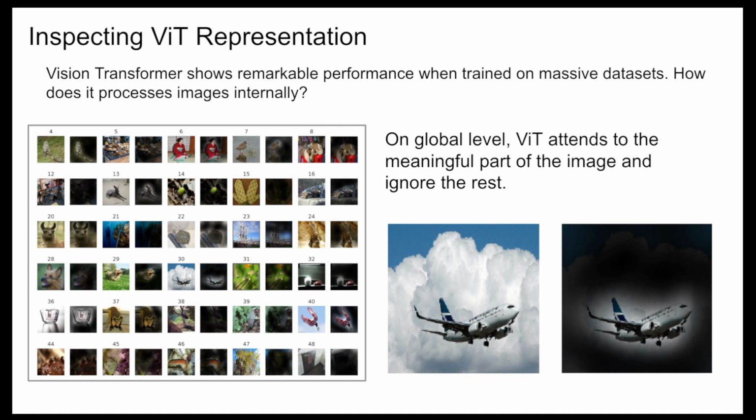When you try to look at the part that the model is focusing on, you see that ViT tries to attend to the meaningful part of the image. For a plane, for example, you see that the model is able to know that this whole background doesn't really improve the performance, and what's really important for this image is the plane. And this is also shown in another image as well.